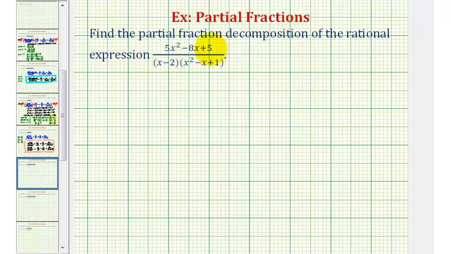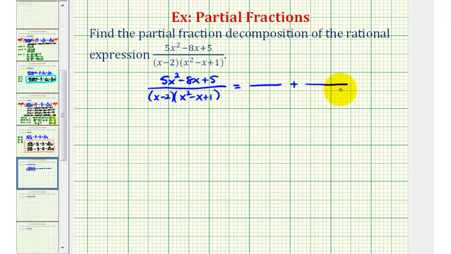So we can go ahead and set up our partial fractions. We'll start with the original rational expression. Notice how this quadratic here does not factor again because there are no factors of positive 1 that add to negative 1. So because we have two factors in our denominator, we'll have two fractions in our decomposition, where the first denominator will be the linear factor x minus 2, and the second denominator will be the quadratic factor x squared minus x plus 1.